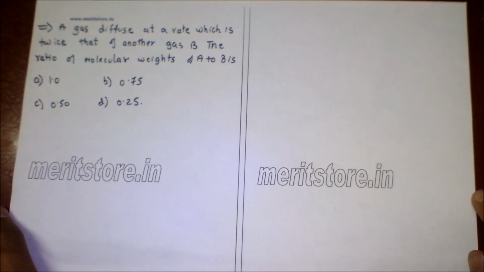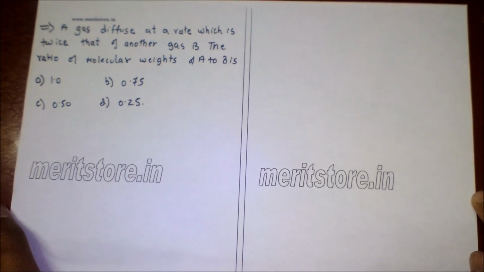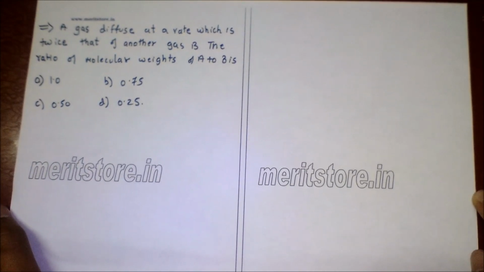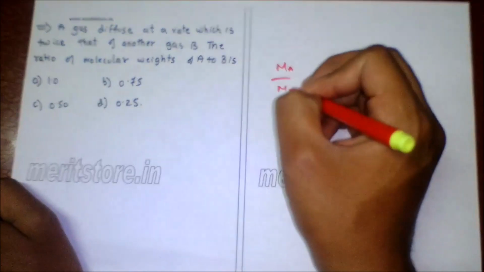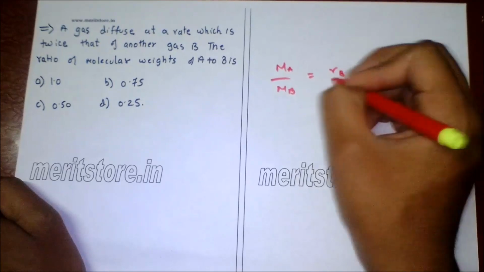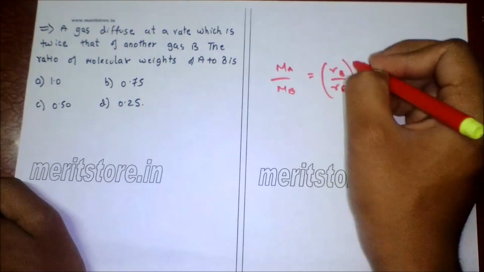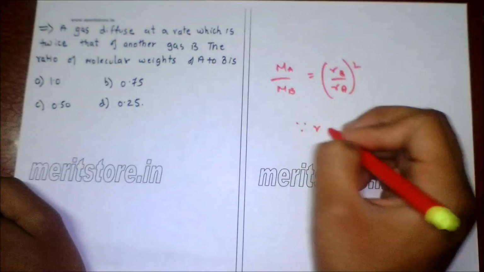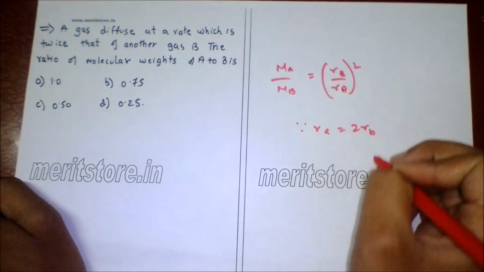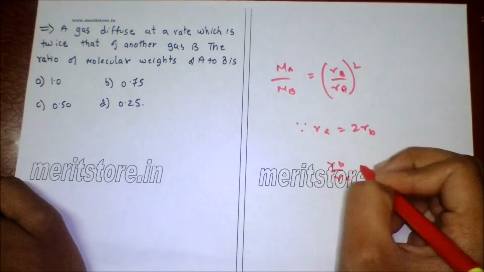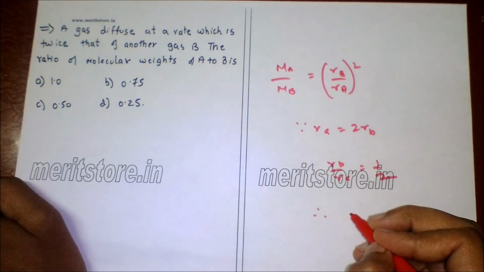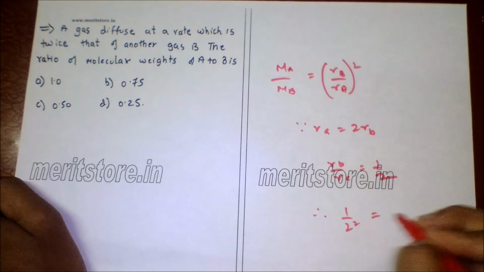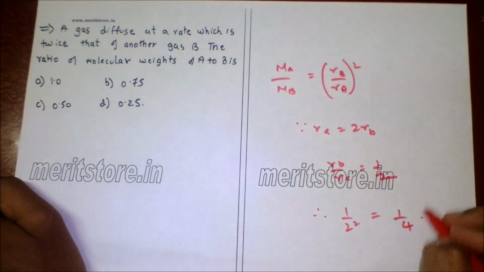A gas A diffuses at a rate which is twice that of another gas B. The ratio of molecular weight of A to B is? So molecular weight of A upon molecular weight of B is equal to rate of diffusion of B upon A, the whole square. Since R_A is equal to 2R_B, so R_B upon R_A is equal to 1 by 2. Therefore 1 upon 2 square is equal to 1 upon 4, that is 0.25. Option D.